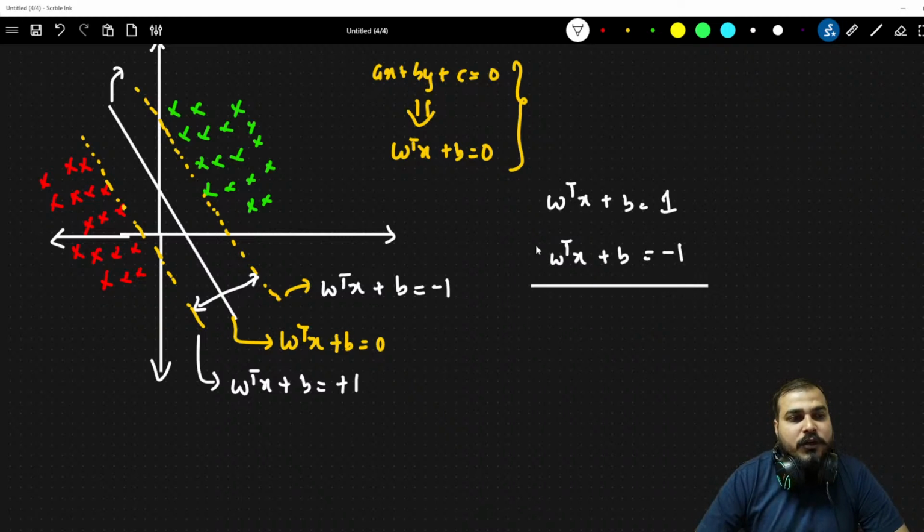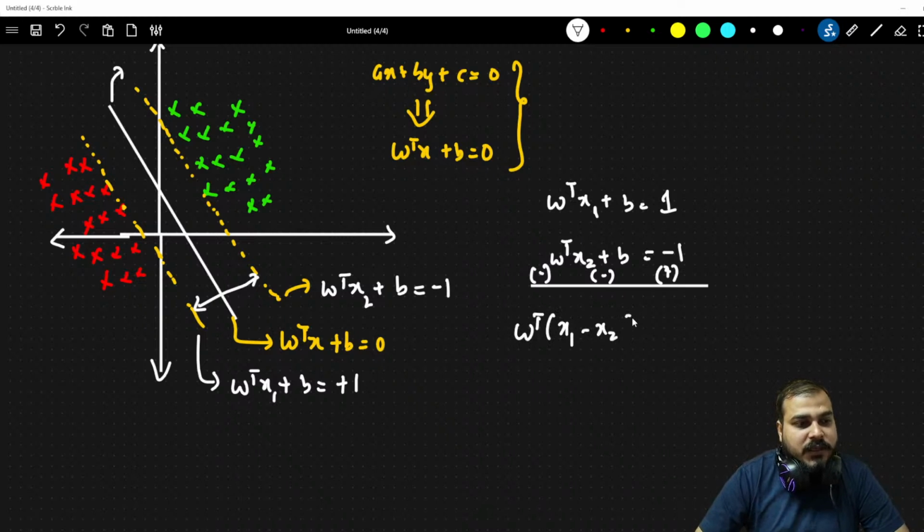So what I'm going to do is the computation and subtract like this. Here obviously this will be my x1, this will be my x2, because these are my other points, x2 and x1. So I can write W transpose (x1 minus x2). B and B will get cancelled, and here I will be writing 2. So from here we can definitely write two different things. This is nothing but the difference between this plane and this plane.